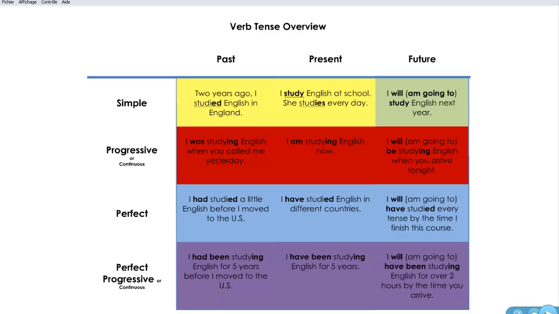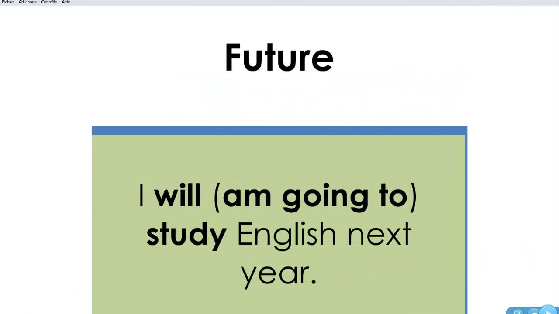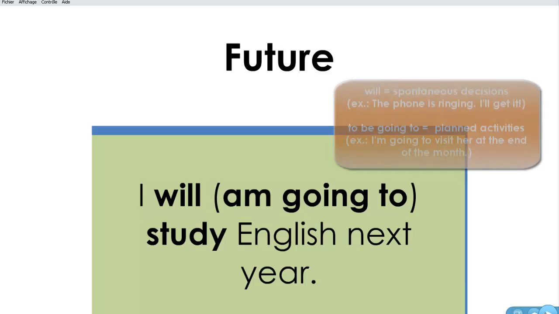We've done the yellow section. Let's go to the green one now. If we start with the future, there are two forms. I will study English next year, or I am going to study English next year. Both forms can be used to talk about predictions about the future, like in the example. For closer future, will is used for spontaneous decisions and to be going to for planned activities.